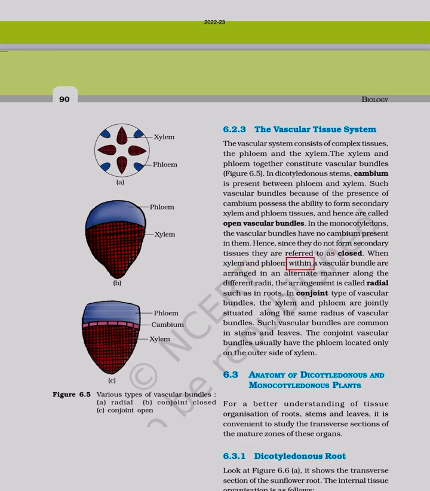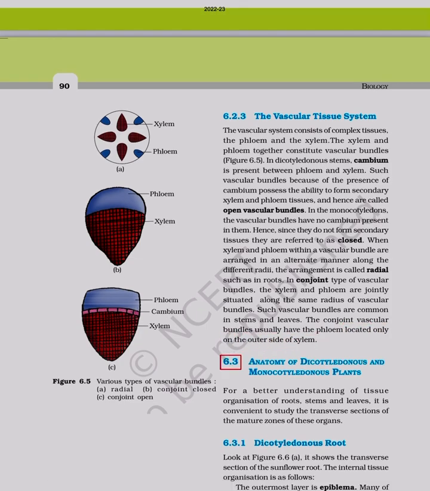When xylem and phloem within a vascular bundle are arranged in an alternate manner along the different radii, the arrangement is called radial, such as in roots. In conjoint type of vascular bundles, the xylem and phloem are jointly situated along the same radius of vascular bundles. Such vascular bundles are common in stems and leaves. The conjoint vascular bundles usually have the phloem located only on the outer side of xylem.